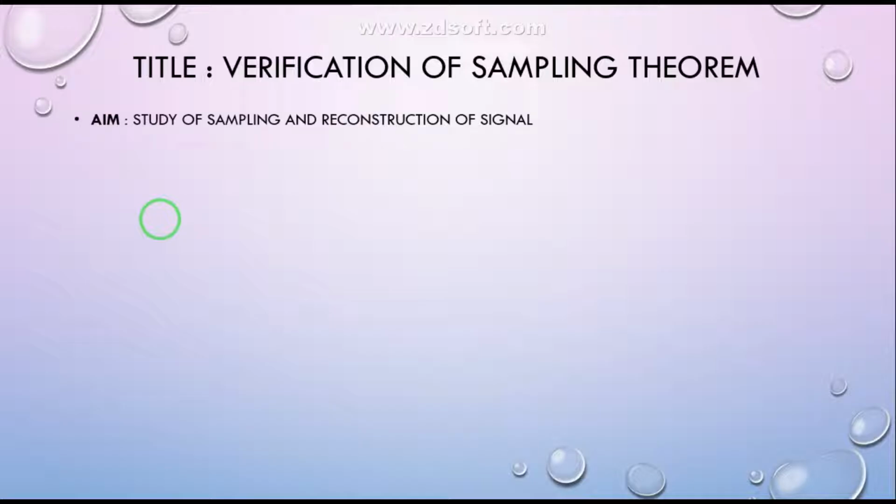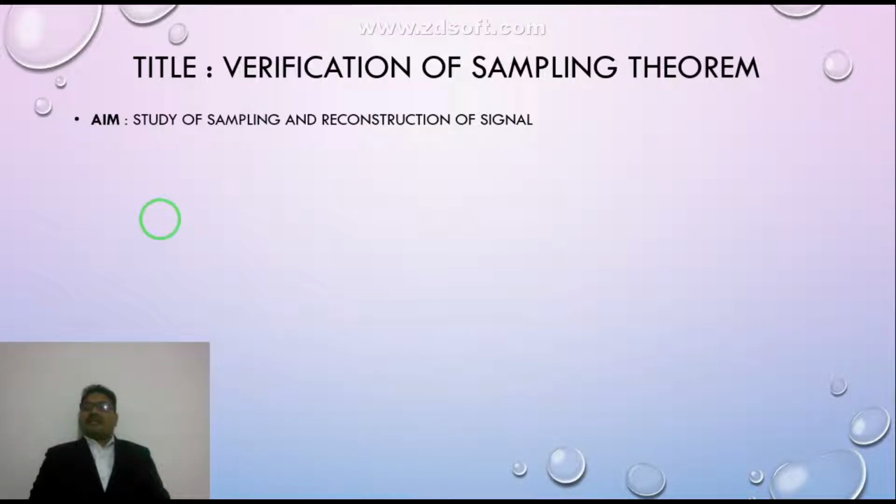What is our aim? So basically, guys, the aim is to study sampling and reconstruction of a signal. The apparatus that we require is your Scientech kit, CRO, and your connectors and probes.